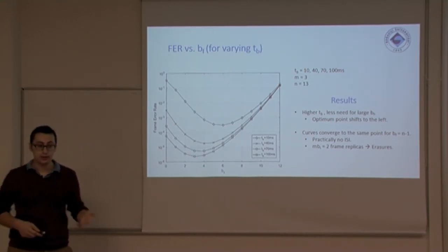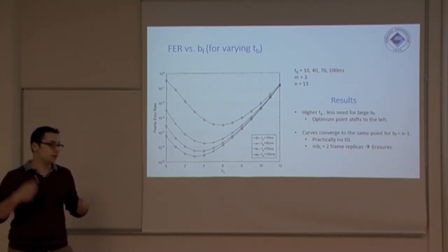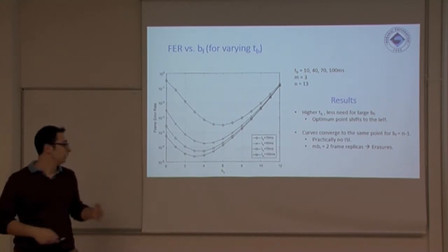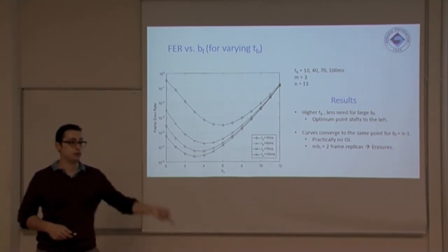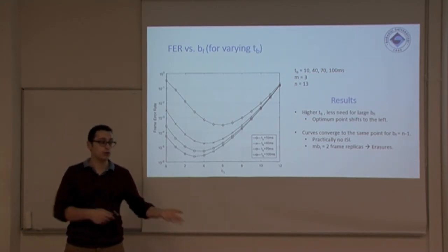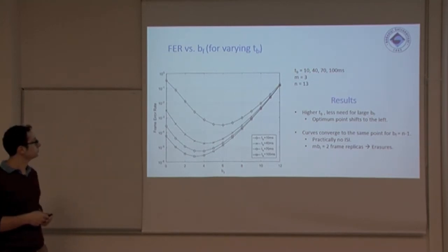Of course, we can use these extra BF. Trying to decrease ISI even further is not that beneficial, but having more BI and being able to transmit more frame replicas is really good in terms of noise combating. So this is what we got.